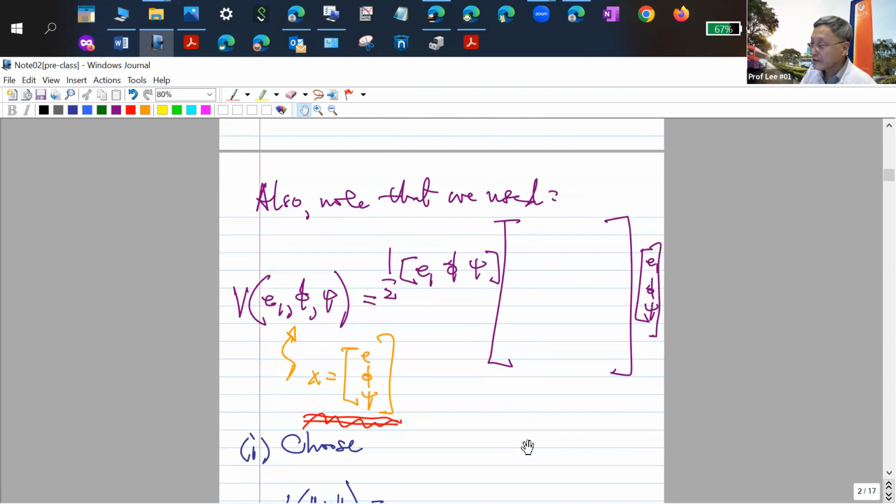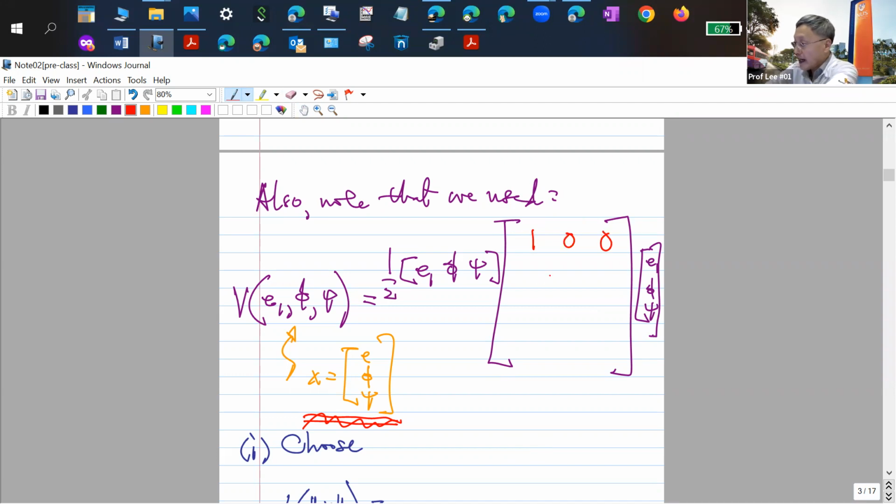Okay, then the next thing, remember what we did? We wrote down our ellipsoid function. Let me write down this ellipsoid function more compactly. Basically, this is equal to 1/2 of E1 squared.